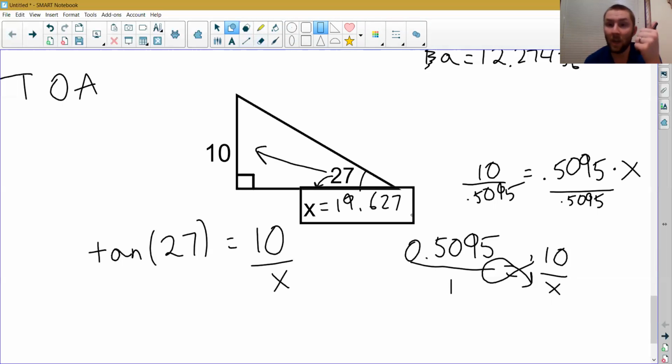So we can use sine, cosine, tangent to find missing side lengths of triangles if we know one angle, and we can use our calculator, right?